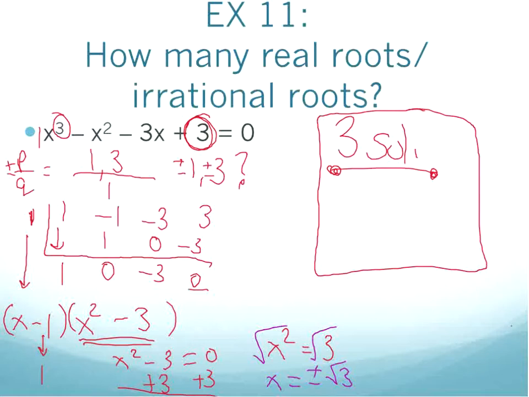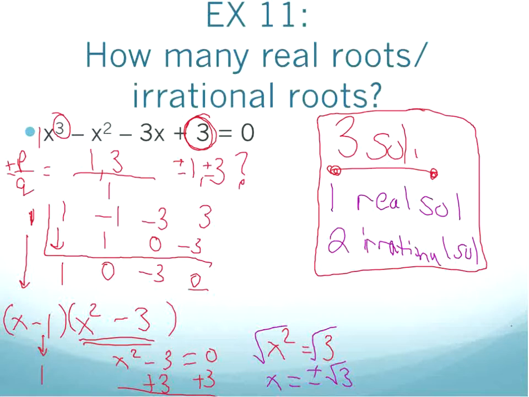So one more time, what did I do? I set my first parenthesis equal to 0. I got a whole number. Yay. I set my next parenthesis equal to 0. Got x squared equals 3. So we had to square root both sides, and we get x equals plus or minus root 3. So I have one real solution, and I have two irrational solutions. So let's write that in my box. So I ended up with one real solution and two irrational solutions.